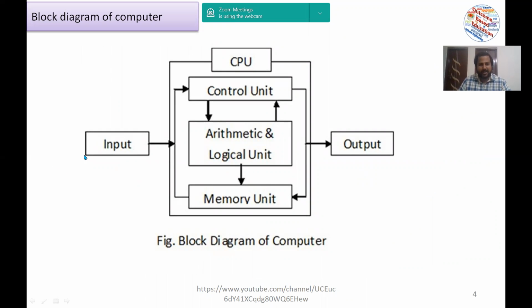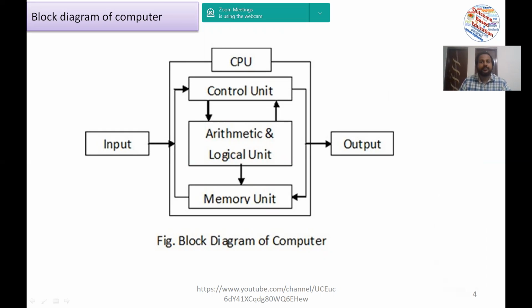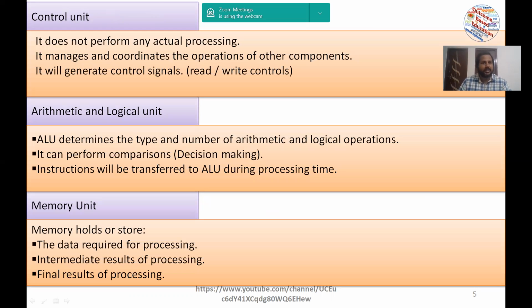Here we have an input and output, and in the CPU, the central processing unit, we have the control unit, the arithmetic and logical unit, and the memory unit. We all know this block diagram very well from our school days. Now we will see just one line each for the control unit, the arithmetic and logic unit, and the memory unit. So this is the control unit.